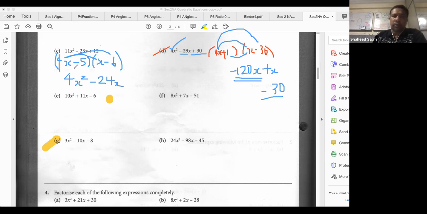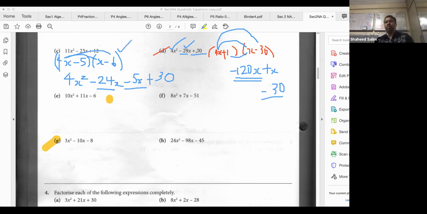Let's see now. Next one, minus 5 times x, minus 5x. Okay, so center part, we got it already. See, minus 24x minus 5x is minus 29x. So this second one is also correct. Last one, 5 times 6, 30. Minus times minus equals to plus. Congratulations. That means this is the correct factorization. Plus 30.